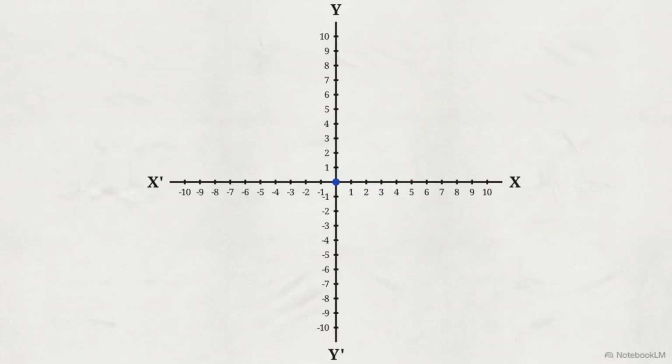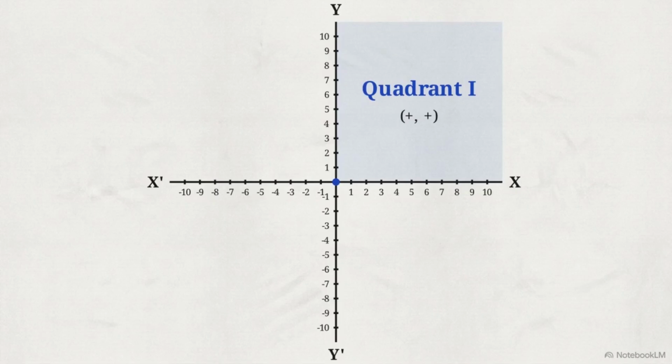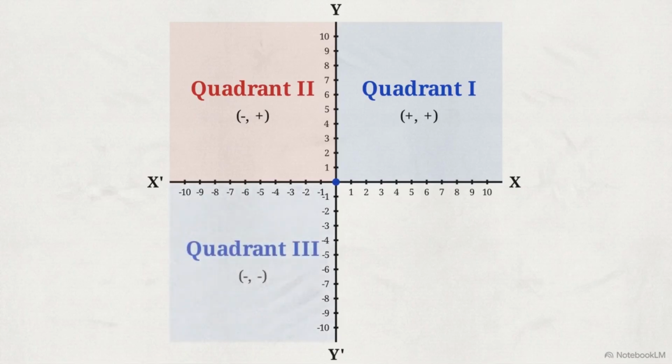These axes divide our paper into 4 quadrants. In the first quadrant, both coordinates are positive. Moving counterclockwise, in the second quadrant, x is negative and y is positive. The third quadrant is entirely negative. The fourth quadrant has x positive and y negative.